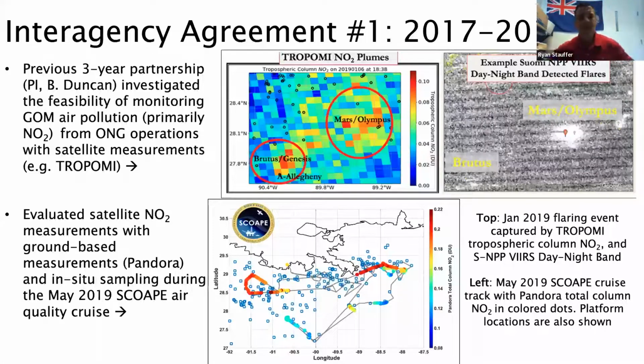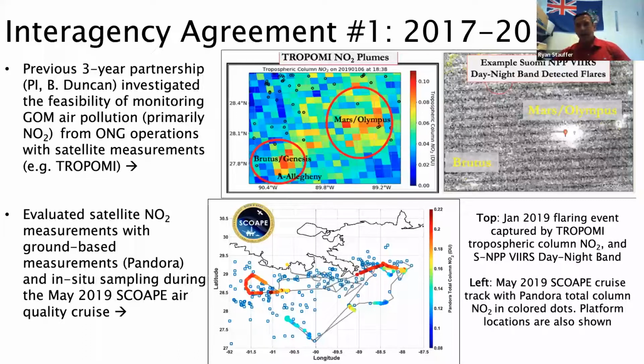So basically, BOEM came to NASA, and we started an interagency agreement that was for 3 years. The principal investigator for that agreement was HAQAST member Brian Duncan. The upshot is that this interagency agreement looked at the feasibility of monitoring Gulf of Mexico air pollution. And we're primarily looking at NO2 here from oil and natural gas operations with existing satellite measurements, for example, from OMI.